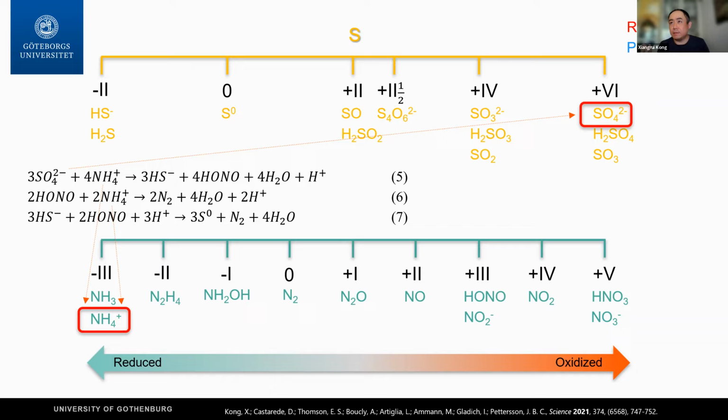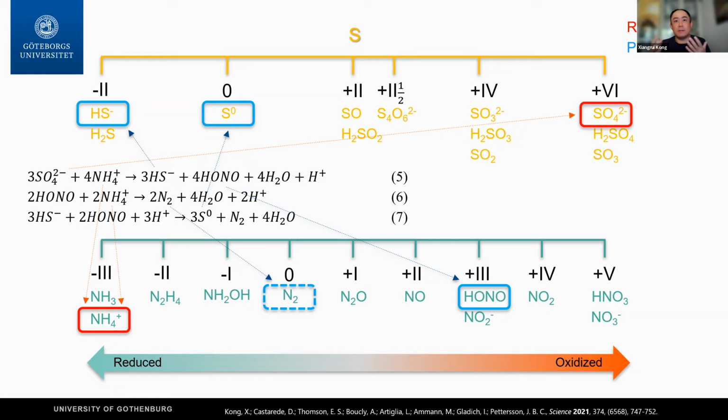And actually what we discovered is that all the species could be products of this redox reaction between the most reduced nitrogen and the most oxidized sulfur. So this is not direct evidence, but it somehow helps us to understand that these reactions might be happening.